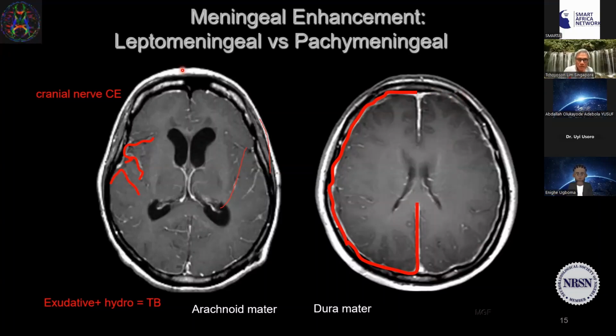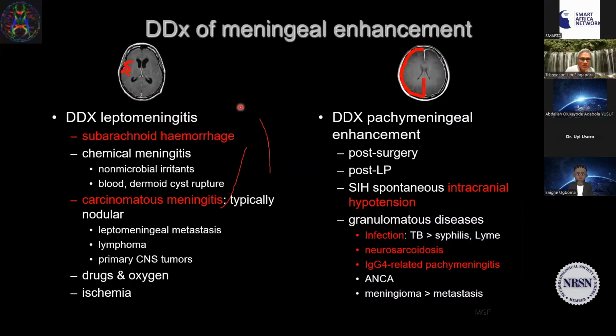It's different than the leptomeningeal contrast enhancement. And the differential diagnosis of both of these is also different. So for instance, leptomeningeal contrast enhancement can be caused by chemical meningitis, cancer, which is typically nodular and may be metastatic or lymphoma. Very, very rarely you can get carcinomatous meningitis from primary CNS tumors. It's typically glioblastoma. Subarachnoid hemorrhage can also sometimes give you contrast enhancement, as well as drugs and ischemia.